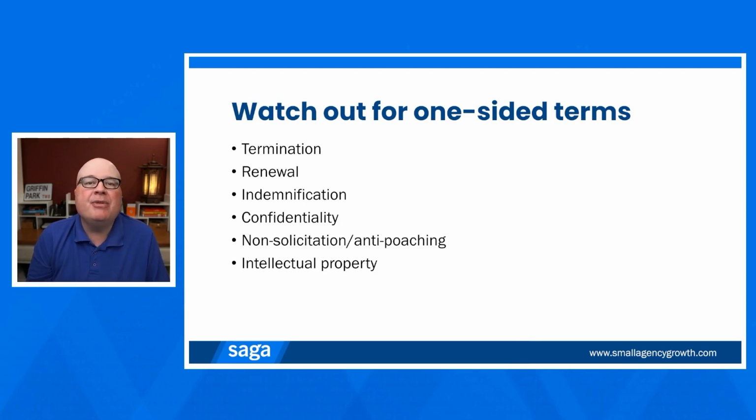For example, they will give themselves the right to terminate the agreement with little or no notice, and they may not give you that same right. You want to make sure that that's matched up. If they have 30-day cancellation, you should have 30-day cancellation. It shouldn't be a one-way street.